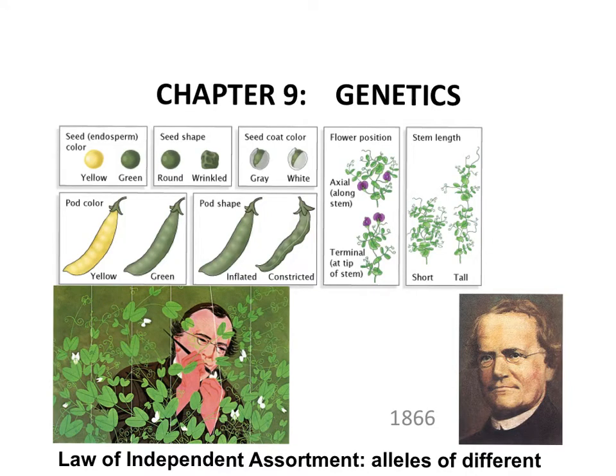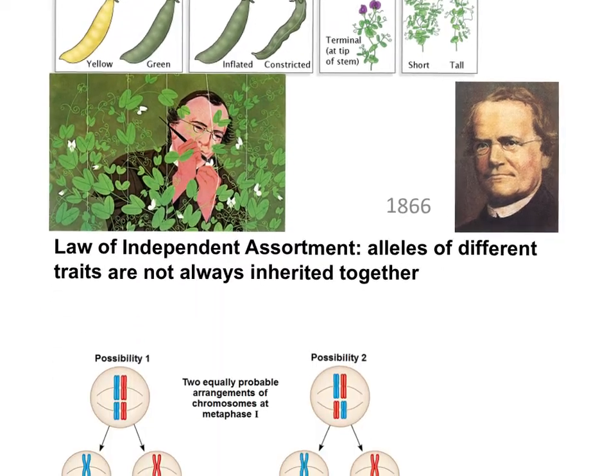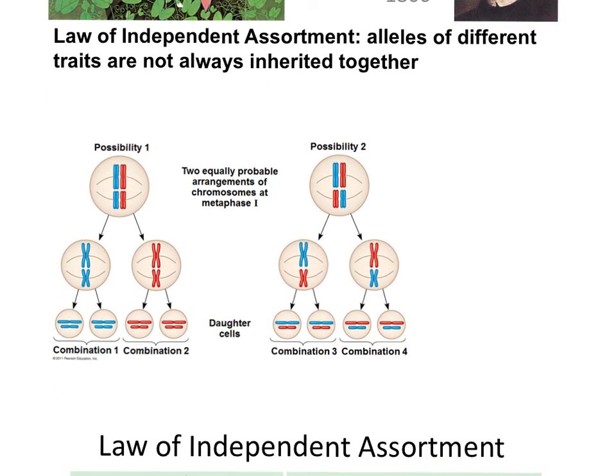This video is Chapter 9, Part 2, a continuation of Mendelian genetics. First is the law of independent assortment. That law states that during meiosis, chromosomes line up randomly at the equator of the cell. And because of that, alleles of different traits are not always inherited together.